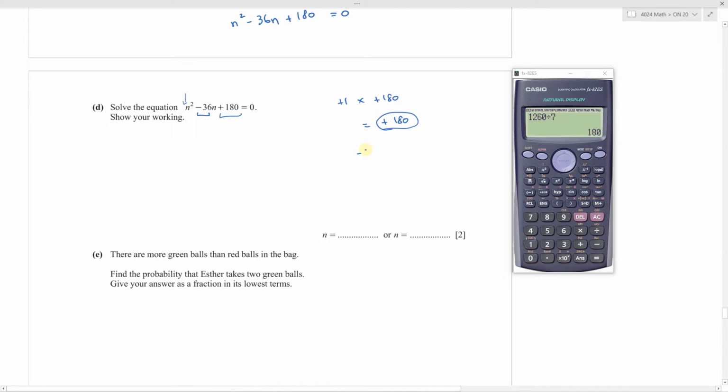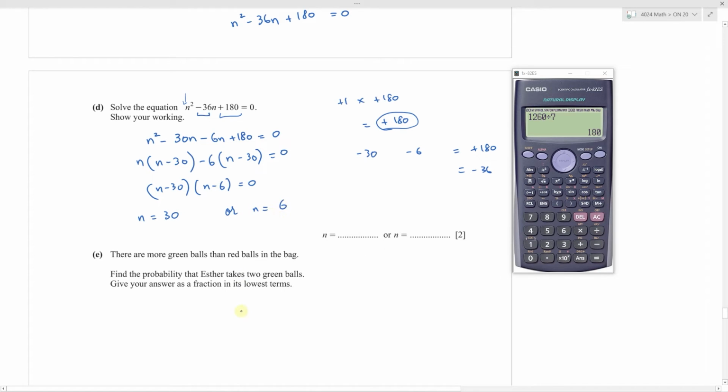So the two factors are minus 30 and minus 6. So if I multiply them together, I get plus 180. And if I add them, I get minus 36. So I can use these two factors. So n square minus 30n minus 6n plus 180 equals to 0. So I can take n common here, n minus 30. And I can take minus 6 common here. So this will be n and this will be minus 30 as well. So n minus 30 into n minus 6 equals to 0. So n equals to 30 or n equals to 6.